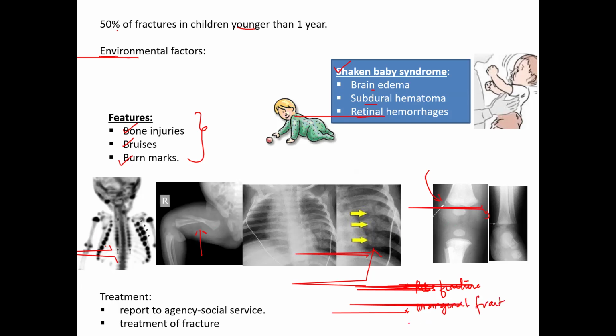Then you have fractures in various stages of healing. One fracture happened now, one fracture a week ago, one fracture 2 weeks ago. So they are various stages of healing. If the patient has multiple fractures with various stages of healing, this should always give you a clue, or you should suspect this. So what is the treatment? Most of the treatment is non-operative only, just treat the fracture by splinting, but you always need to report to the social service agency.